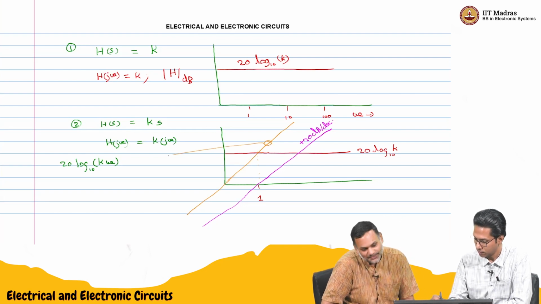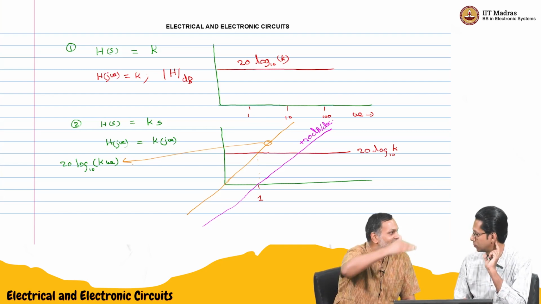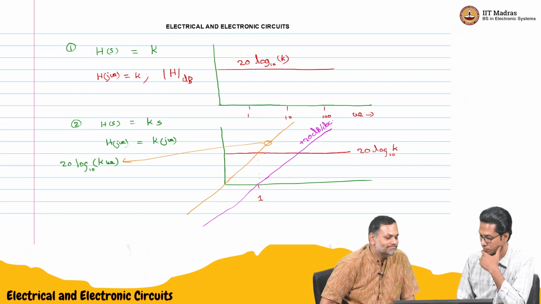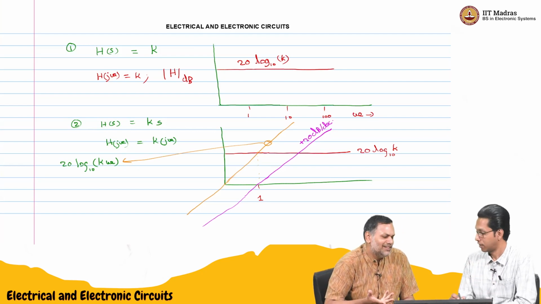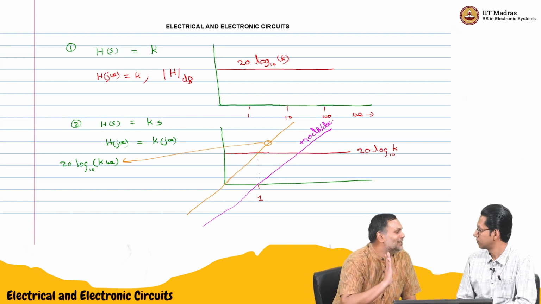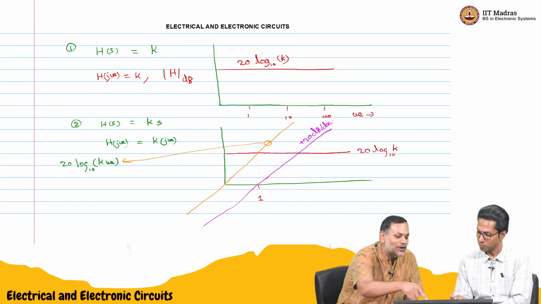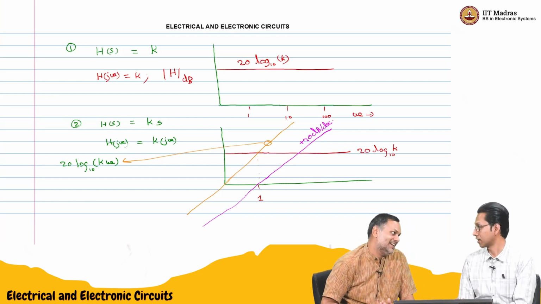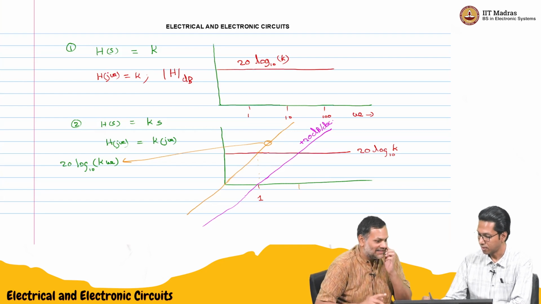So this is this. Perfect. So the whole thing is just shifted up by 20 log k. If k was 1, it would just be the original 20 log omega. This we have discussed yesterday. If you had a 0 only, it would do like that. You have some 1 plus s by z or s plus z, something like that.